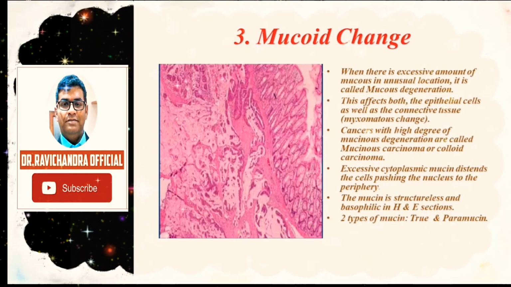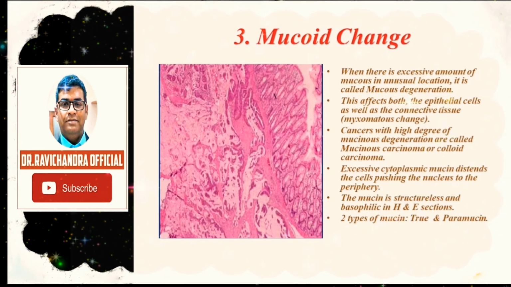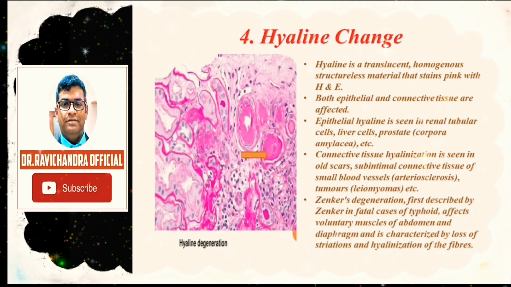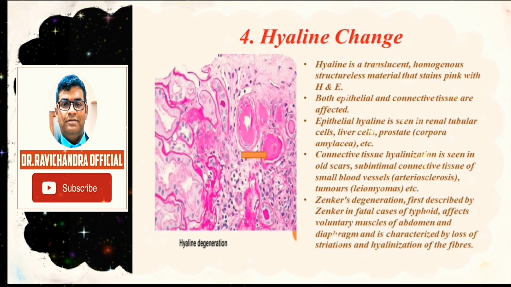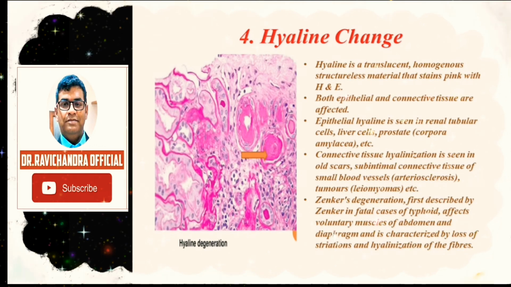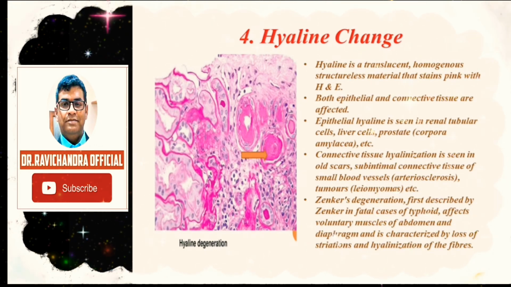There are 2 types of mucin: one is true mucin and the other is paramucin. Hyaline change. Hyaline is a translucent, homogeneous, structureless material that will stain pink with H and E. Both epithelial and connective tissues are affected. Epithelial hyaline is seen in renal tubular cells, liver cells, prostate, and corpora amylacea.